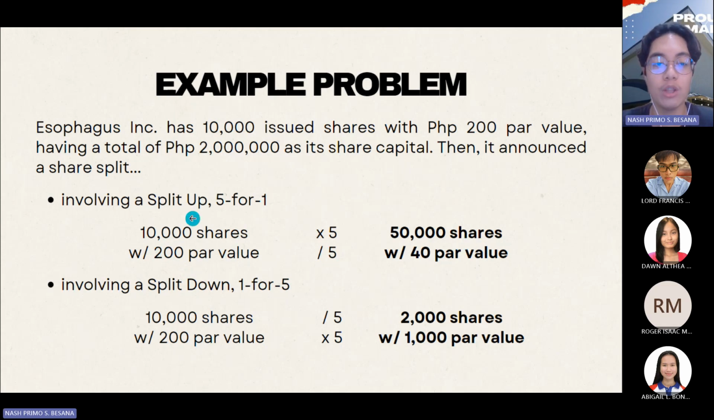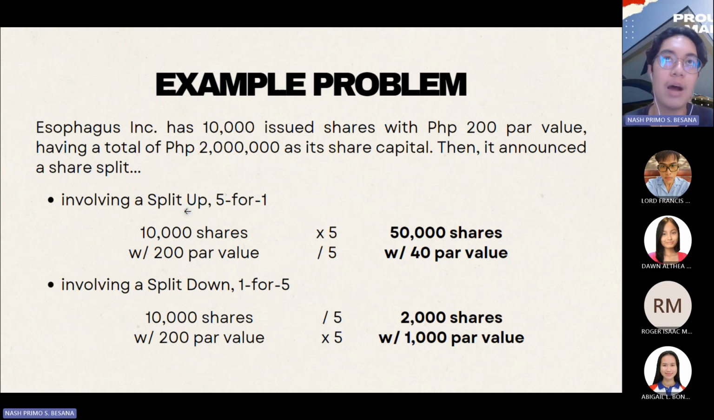So if we compute, yung 10,000 times 200, yung share capital is 2 million. But still here, 50,000 times 40 na par value, it's still 2 million. Tumaas yung shares, but there is no effect on the total shareholders' equity. Yun yung essence ni split up.